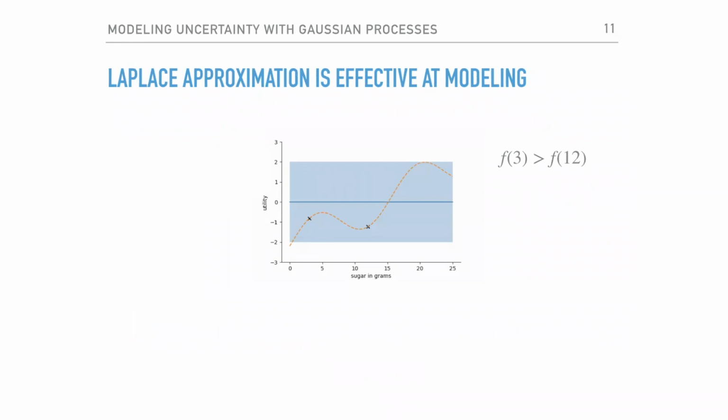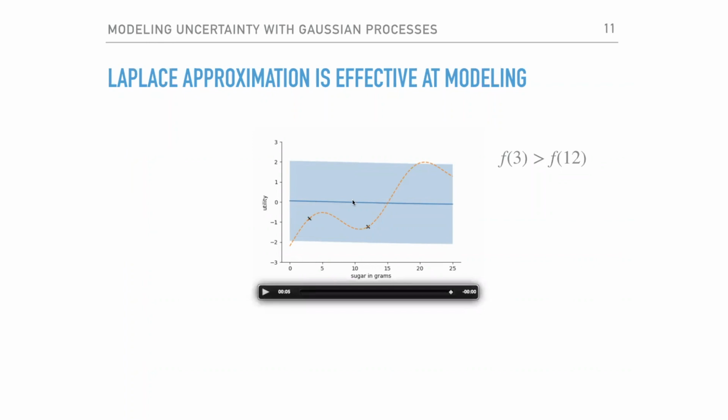Pretend that, again, we are starting out with a constant GP that's just 0 everywhere for the mean function. And we observe this data point that we've been looking at, f of 3 is greater than f of 12. If we update the GP, the new model will look something like this using Laplace approximation, where the mean function has changed a little bit so that it now has a slightly negative slope to represent the fact that f of 3 is greater than f of 12.